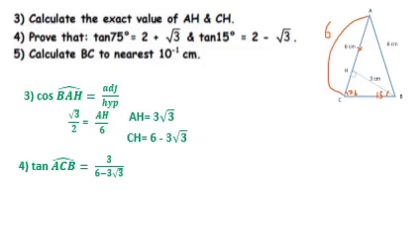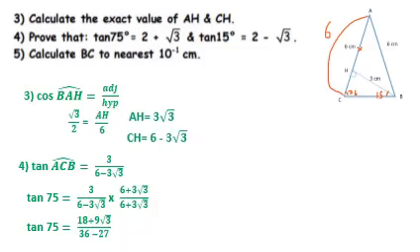Now, prove that tangent 75 or tangent ACB equals 2 plus radical 3. I'm just going to apply the rule for the tangent. Tangent equals sine over cosine or opposite over adjacent. So the opposite of ACB is 3 and the adjacent is 6 minus 3 radical 3. Now after rationalizing, you multiply by the conjugate of the denominator. So the denominator is 6 minus 3 radical 3, so you multiply by 6 plus 3 radical 3. And tangent 75 is 2 plus radical 3.